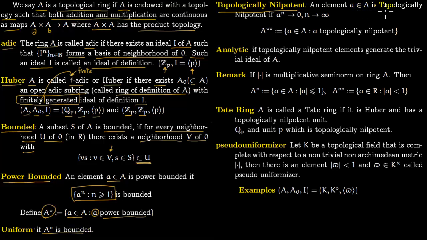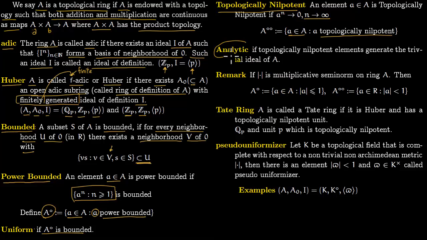Now we talk about topologically nilpotent. An element a in the ring A is topologically nilpotent if you take the limit of a to the n, it goes to 0 as you raise the power to infinity. So A circ circ is all the elements of the ring A which are topologically nilpotent.